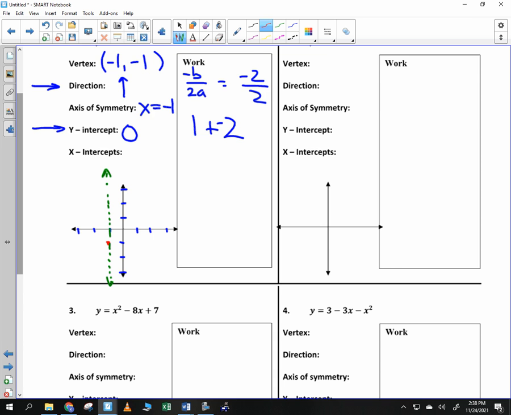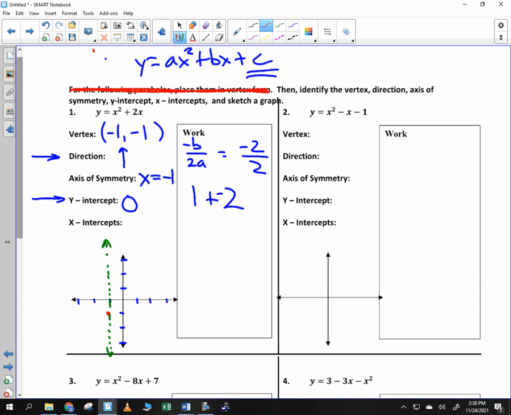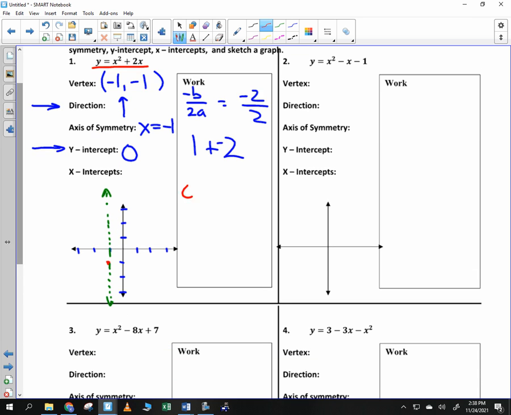How do we find them? Simple. We take the function, we set it equal to 0, and we factor. The first rule of factoring is to identify a common factor. Is there a common factor you can remove? We take out the x, we get x plus 2. So this will tell us where it crosses the x-axis. What would you plug in to make 0 there?